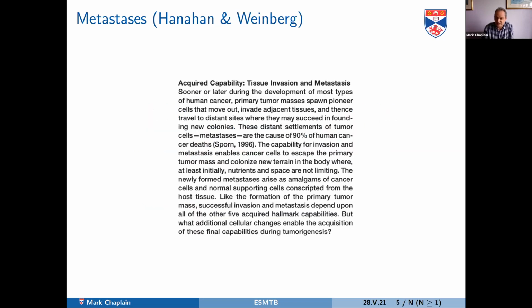And this other statement here is taken from the original paper of Hanahan and Weinberg in 2000, where they say that these distant settlements of tumor cells, the metastases, are the cause of 90% of human cancer deaths. So again, just looking at these figures, if we can stop metastatic spread, we'd stop a lot of deaths from cancer, which would certainly be a good thing.